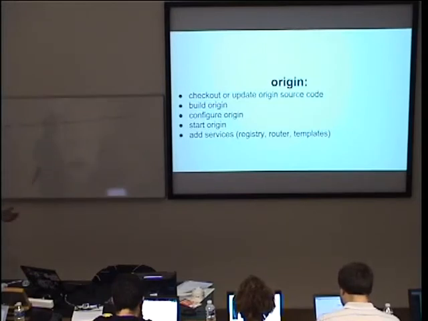Build it, then configure origin, then start it, so you have the full VM with it started, and then add some services on top, like the OpenShift registry, the router, and some templates. So whatever is required to have a minimal installation ready to use by developers.